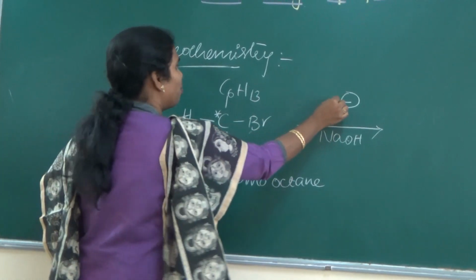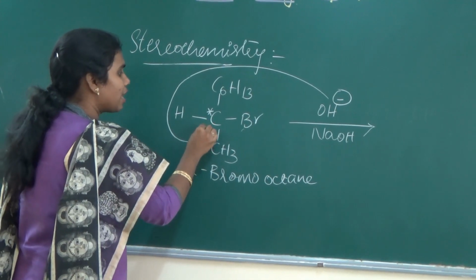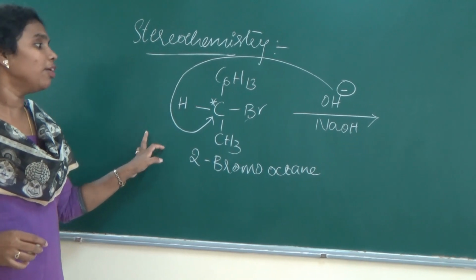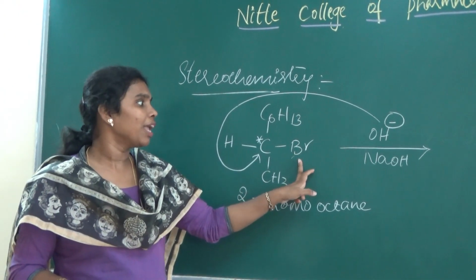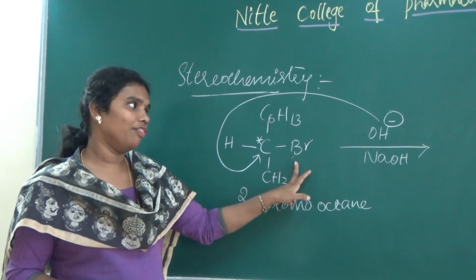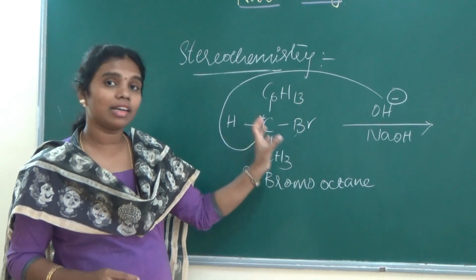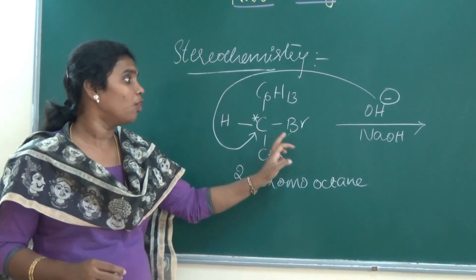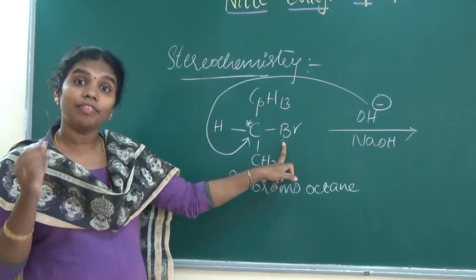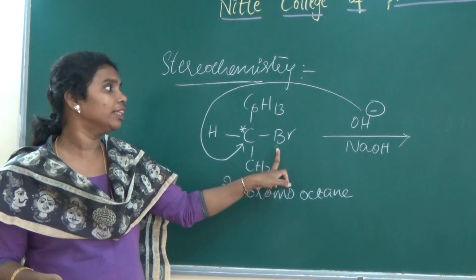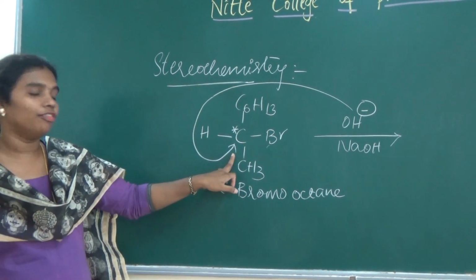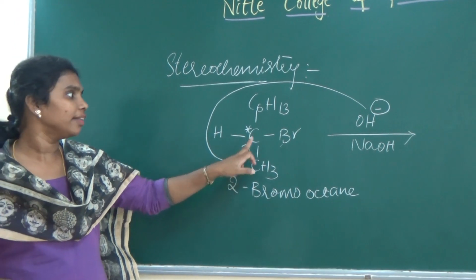Why does it attack this carbon from the back side? Because bromine is already there, and it is also an electron withdrawing group. So there is a repulsion. If the hydroxyl group wants to attack from the front side, there will be repulsion and there will not be any further reaction. For that reason, it will come via the backside route and attack this carbon, the positive center.